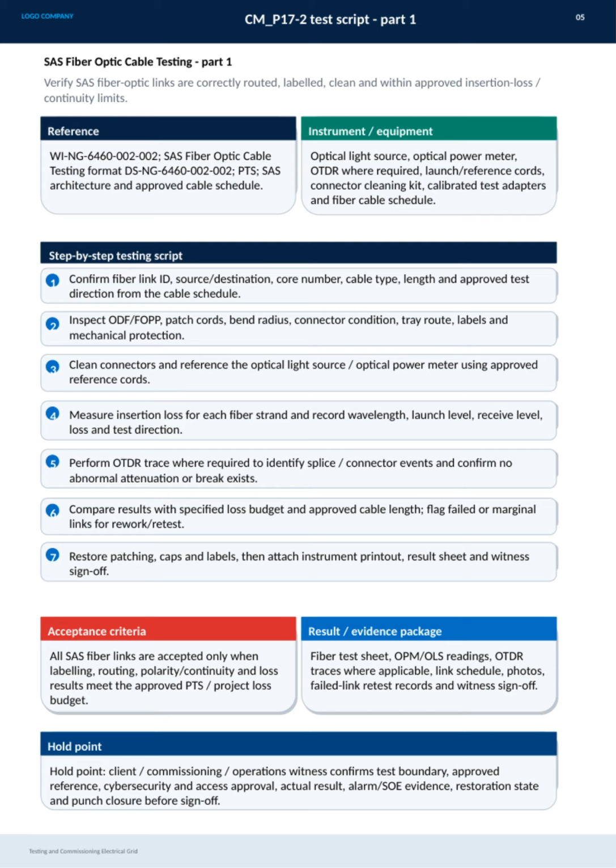Remember, acceptance is only granted when labeling, routing, polarity, continuity, and loss results conform fully to the project's approved parameters. The entire testing process must also pass a hold point where the client, commissioning team, and operations witness verify all test boundaries, reference standards, cybersecurity, access approvals, and restoration status before final sign-off. This ensures the integrity and reliability of the SAS fiber network before moving forward.